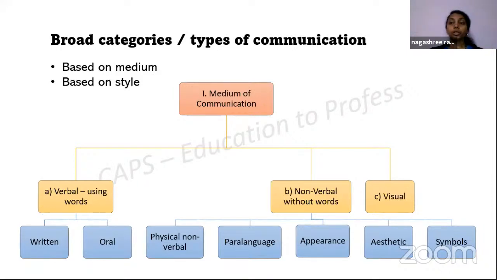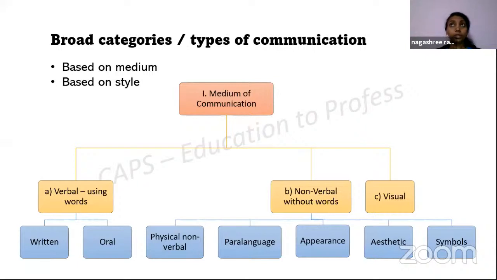So what does paralanguage include? It includes all your voice modulations, your pitch, your toning, how do you talk, right? So paralanguage relates to what all you use along with the language. And then you have appearance. Appearance is mainly concerned with your grooming as to how you present yourselves in front of others. And then you have aesthetic communication. What is aesthetic?